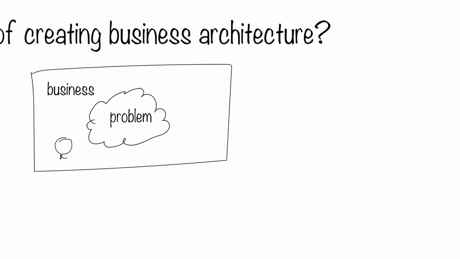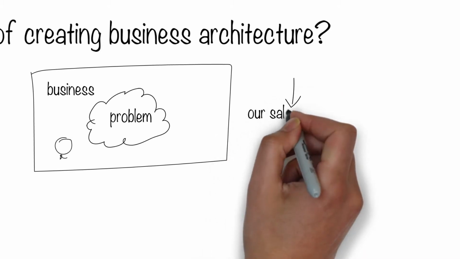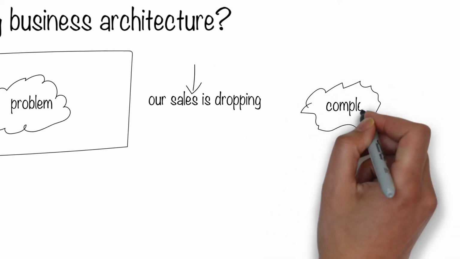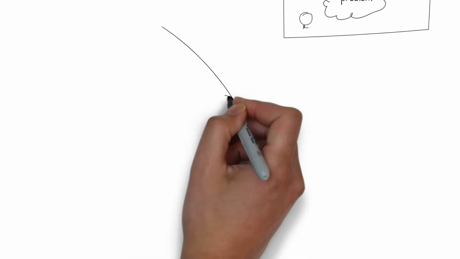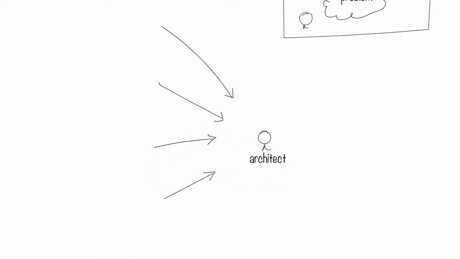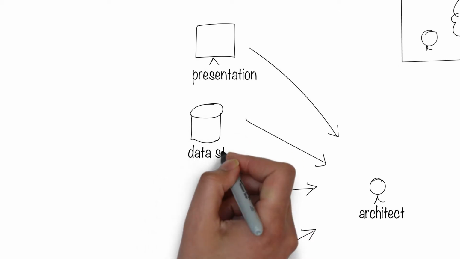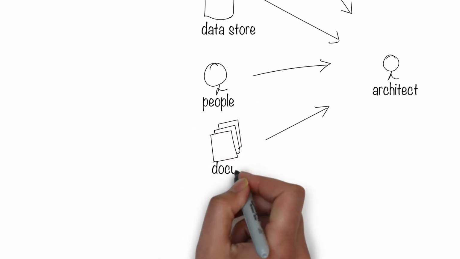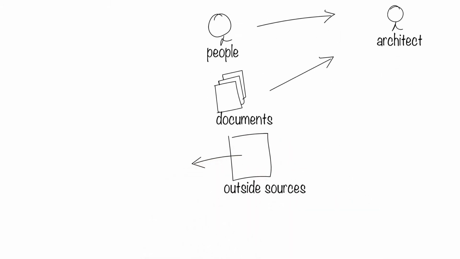Sometimes that can be expressed in a one-line statement like, "Our sales is dropping. We need to fix that." In other cases, it might be a little more complex. To understand the business problem and the current architecture that is the cause of the problem, you'll have to consume a lot of information from a lot of sources, like presentations, data stores, people, documents, and even outside sources.